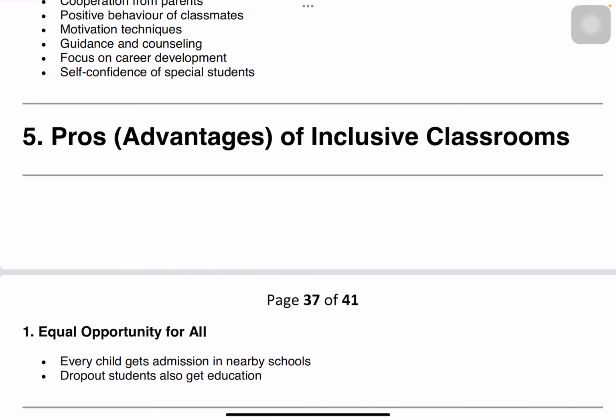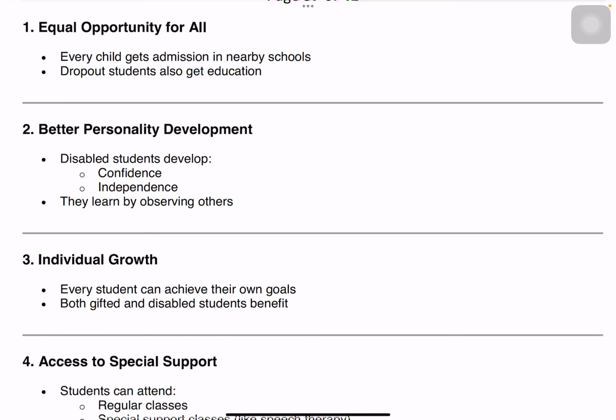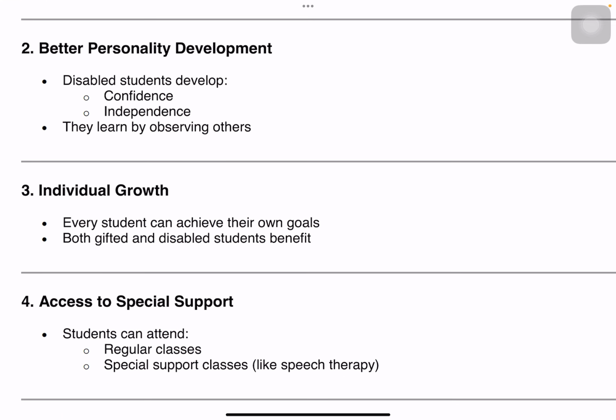Pros: advantages of inclusive classrooms. Equal opportunities for all. Every child gets admission in nearby schools. Dropout students also get education. Better personality development. Disabled students develop confidence, independence. They learn by observing others. Individual growth. Every student can achieve their own goals. Both gifted and disabled students benefit.